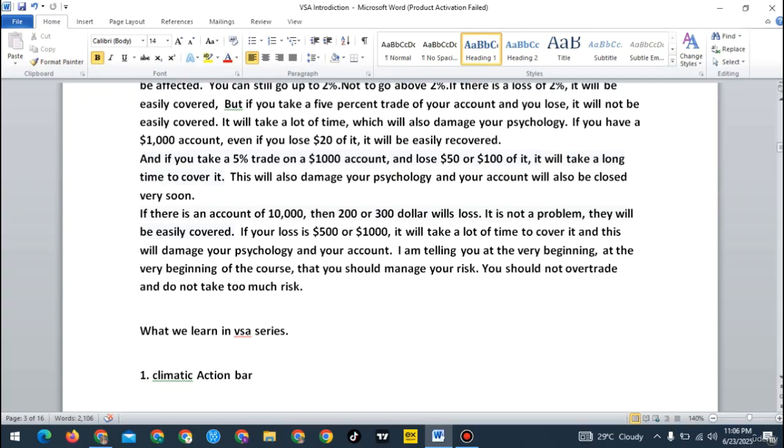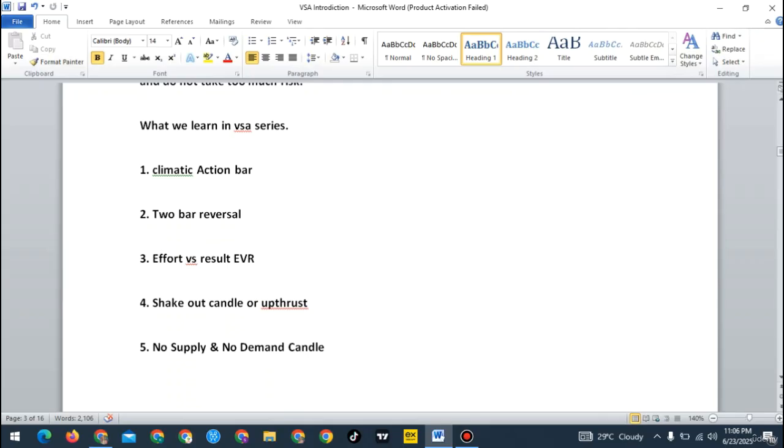So what we learn in the VSA series, number one is climatic action bar. This climatic action bar is my favorite strategy, my favorite candle. I find this climatic action bar daily and I execute the trade on it daily. Okay, you must try climatic action bar. It is a very important candle.